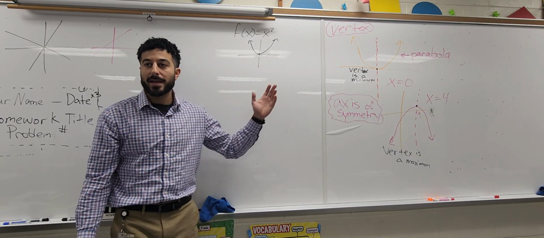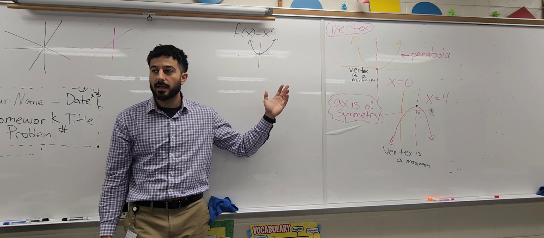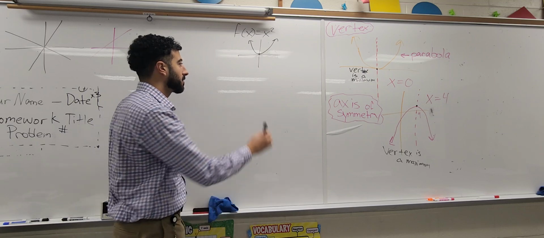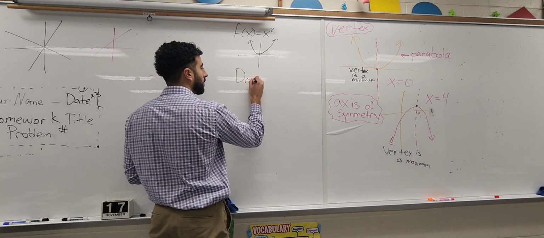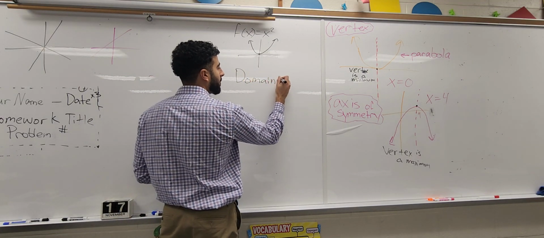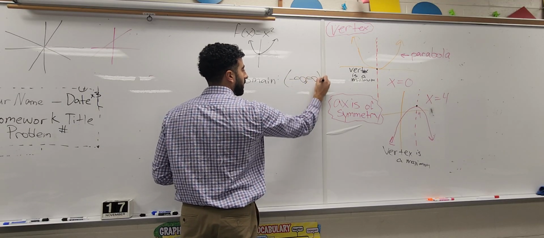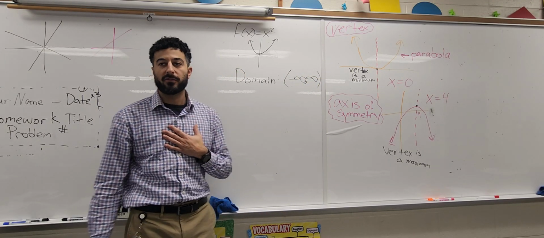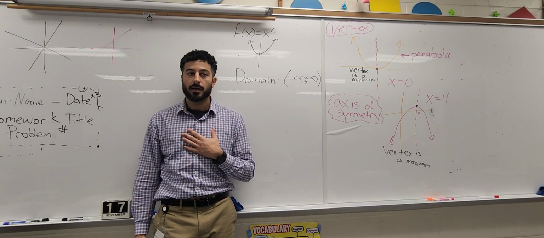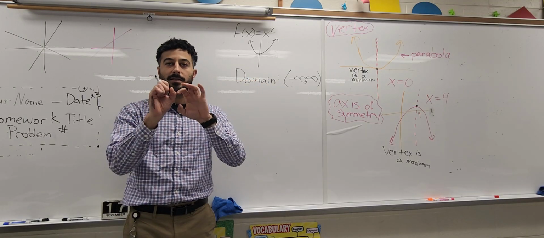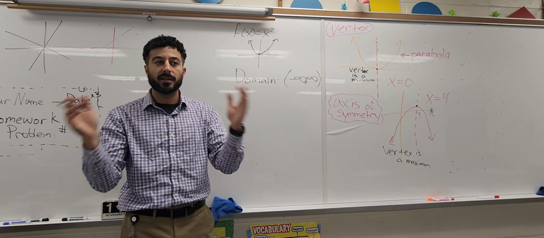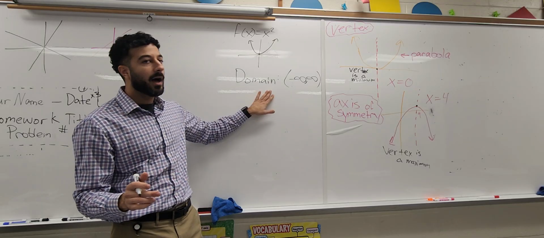All right, the domain here is, shall I say it? All real numbers. I'm going to put it in this notation, negative infinity, comma, infinity. That's my preferred notation, so I'm going to use that. Okay, x is greater than negative infinity, less than infinity. That's another way we could write it.